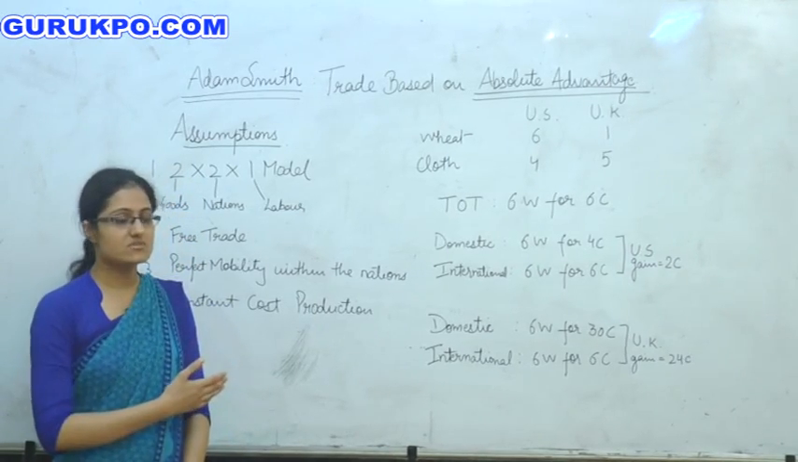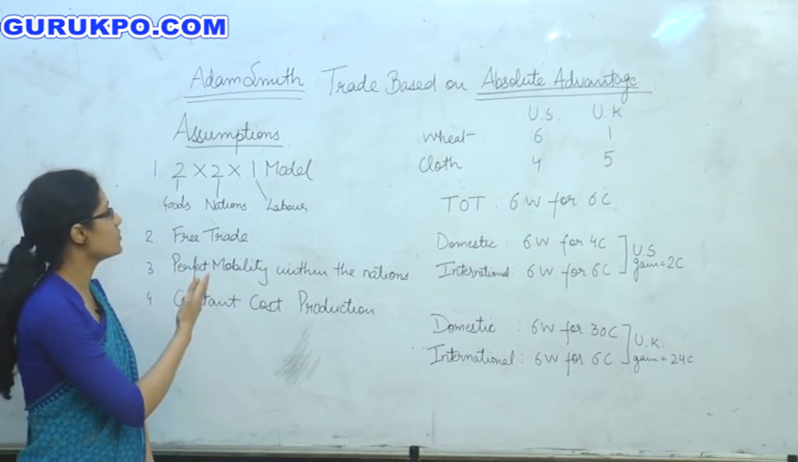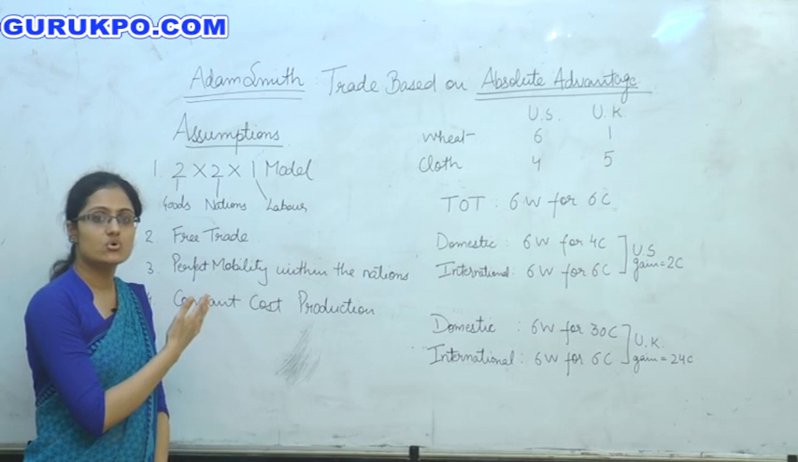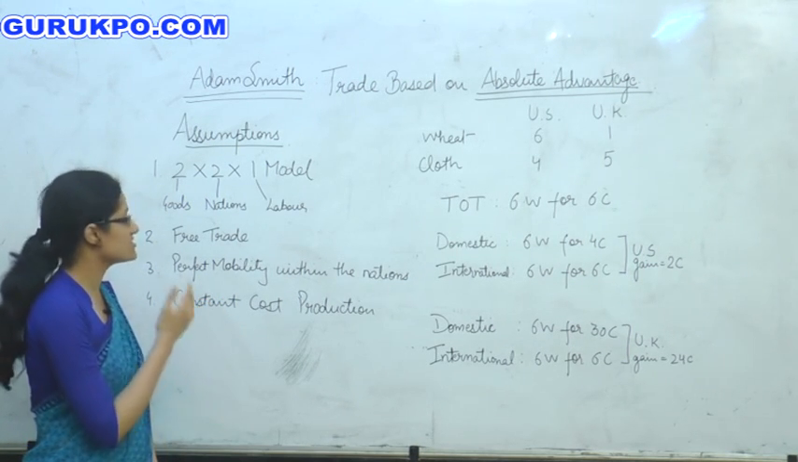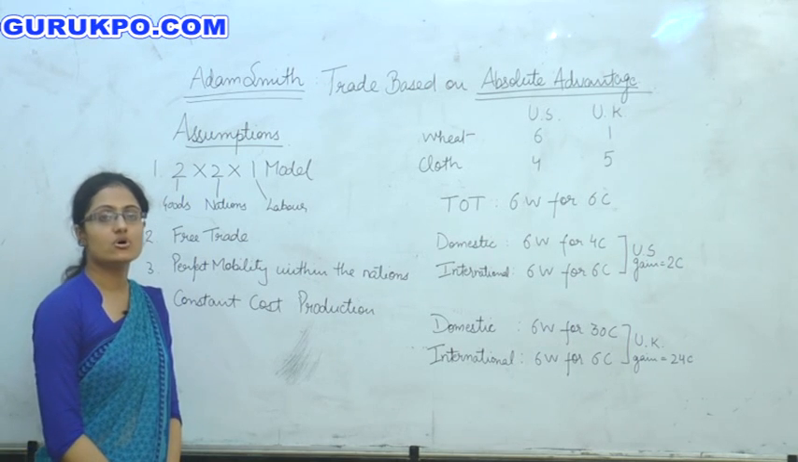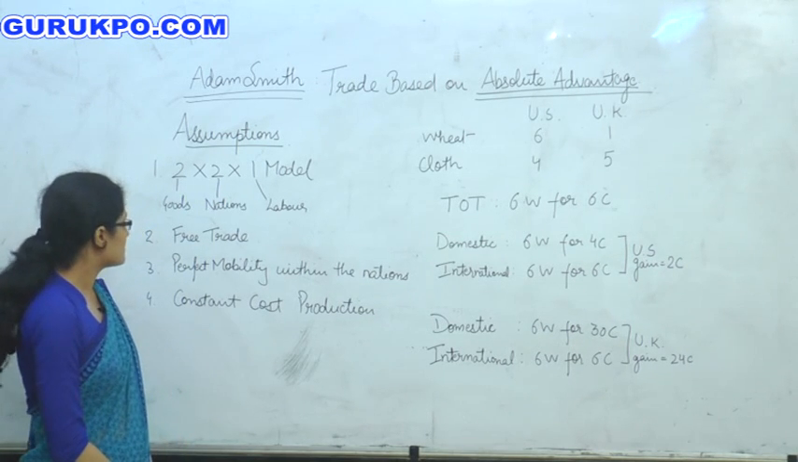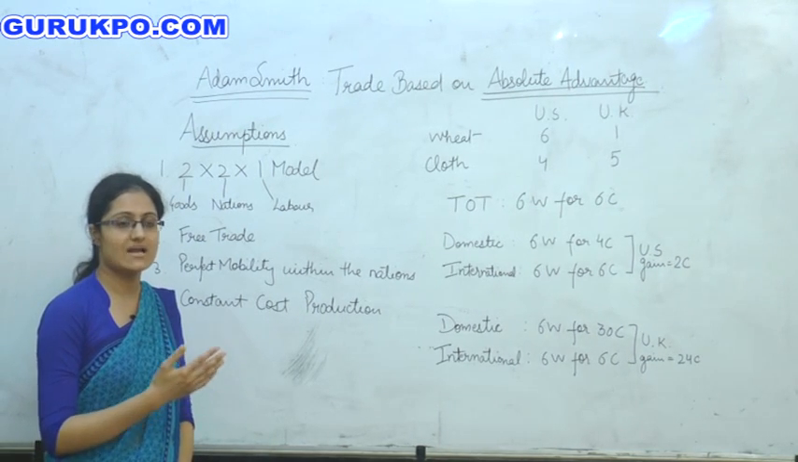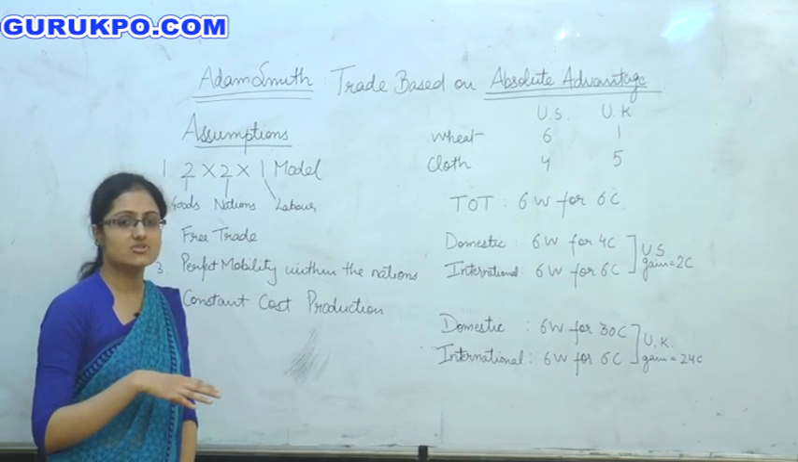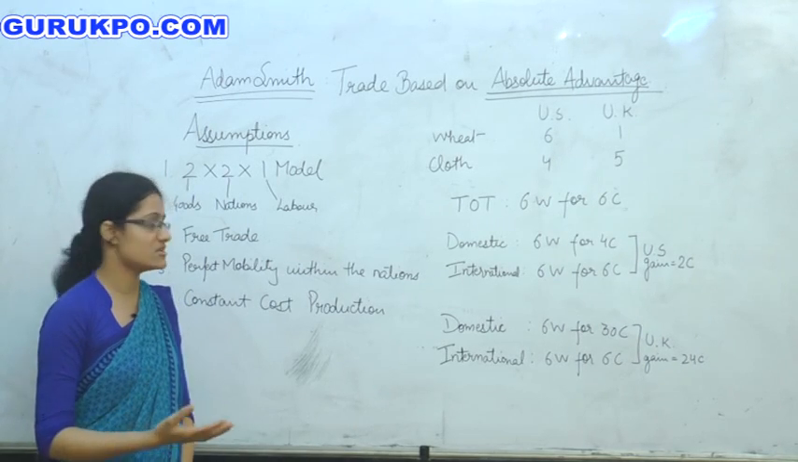Some of the assumptions of this theory are the 2 x 2 x 1 model, which means two goods, two nations and one factor, that is labor. Second assumption is free trade, that means no government interference in trade. Third, perfect mobility of labor within the nations, that is labor can move within the nations but not across the boundaries of the nation.